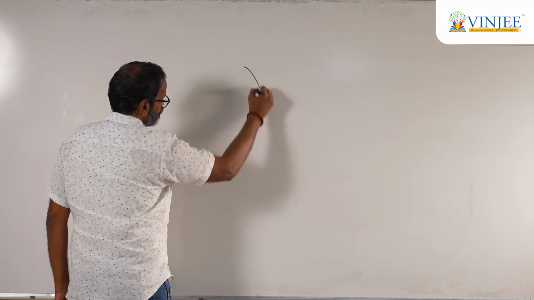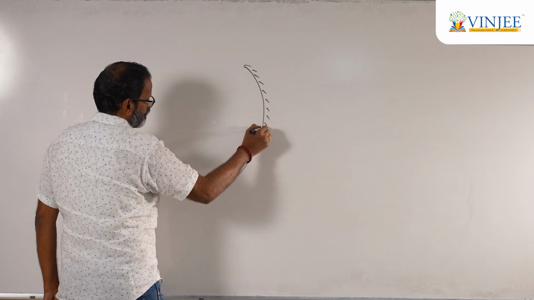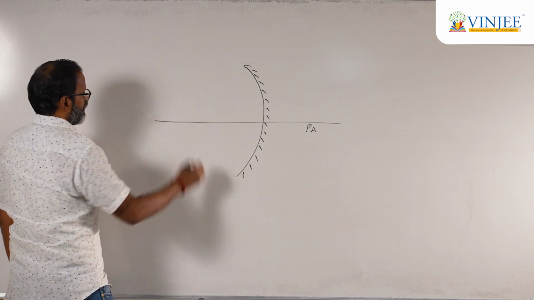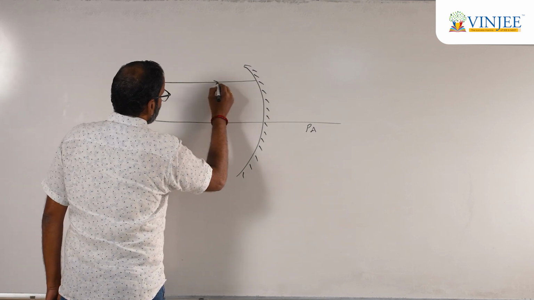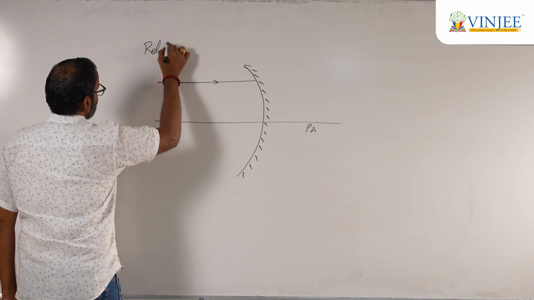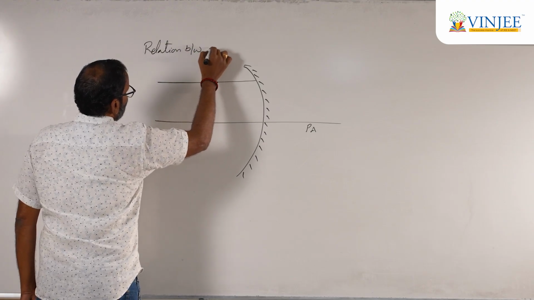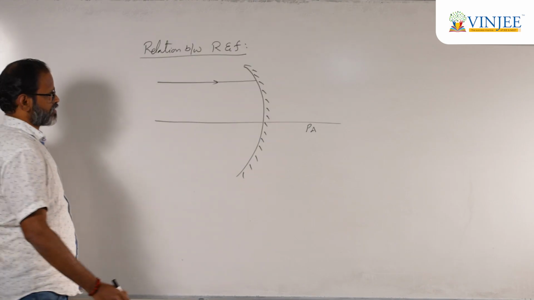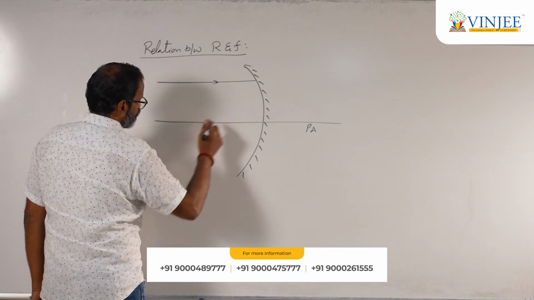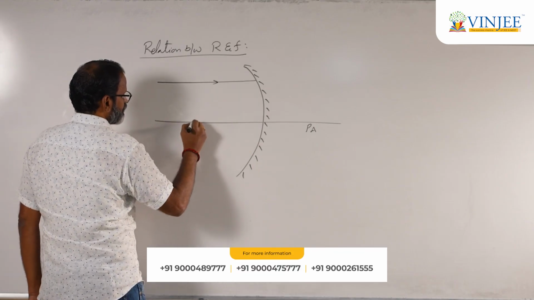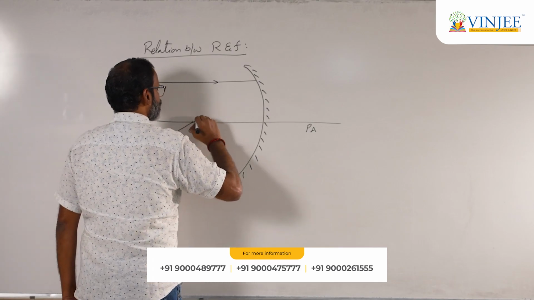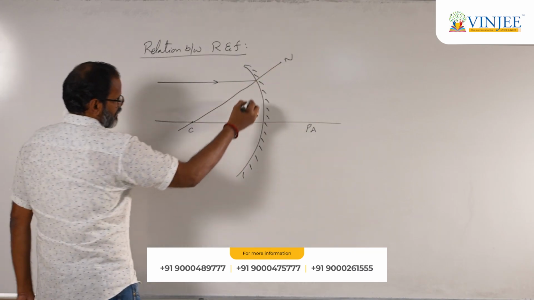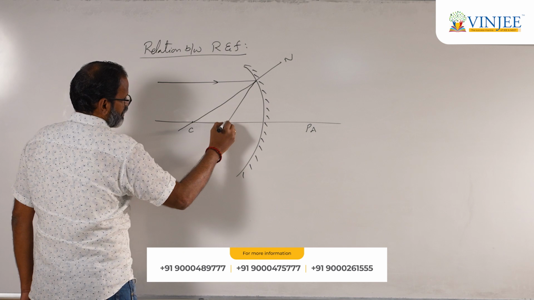So now this is the concave mirror, and this is the principal axis, where you imagine a light ray is incident. Here we are discussing the relation between radius of curvature and focal length. A light ray is incident parallel to the principal axis. Then this is the center of curvature. A line passing through the center of curvature at this point is called the normal drawn to the mirror. The light ray is reflected and passes through the focus.